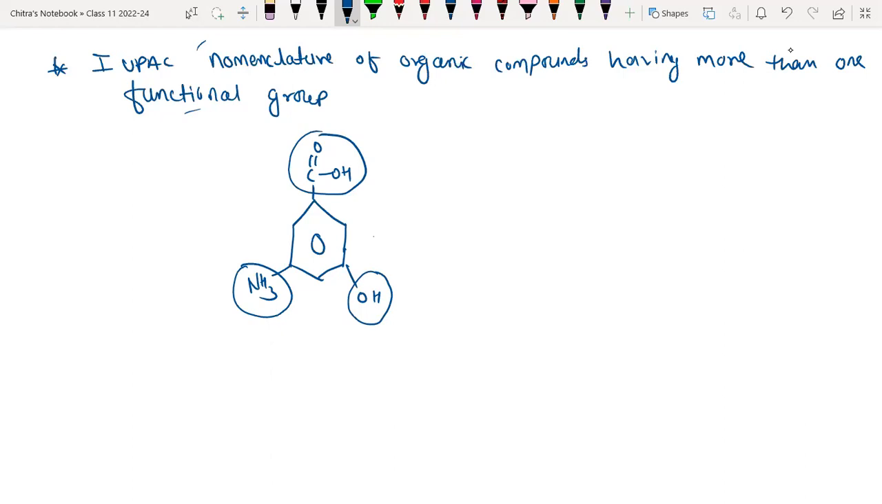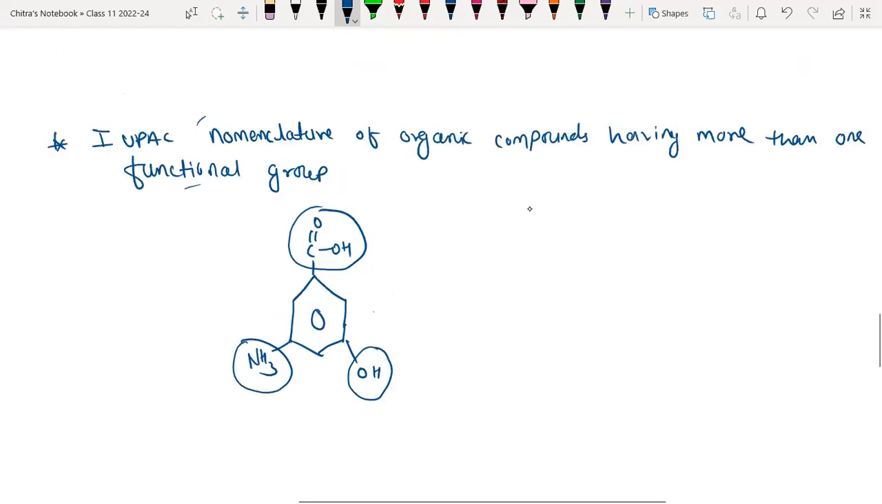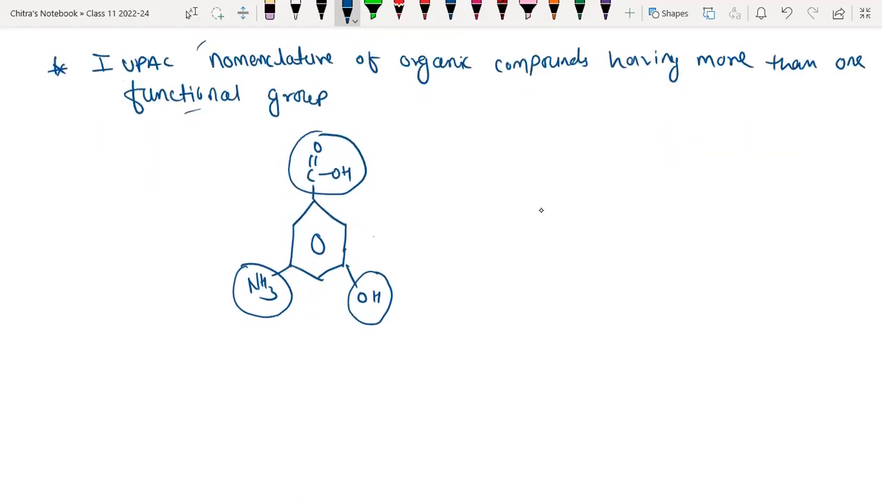Which one has more priority? We have to check. Carboxylic acid, yes. In the order of priority, acid halide and so on, carboxylic acid is on top. So the one with the highest priority will act as the secondary suffix. These two functional groups will act as secondary prefixes only, meaning as substituents.